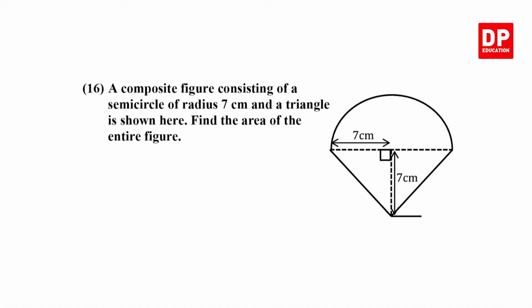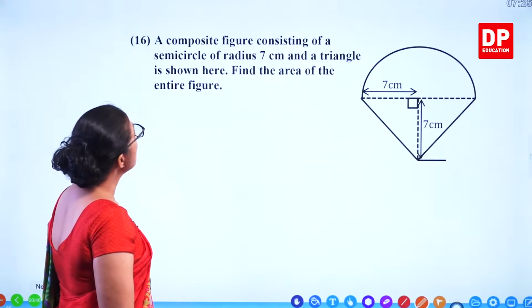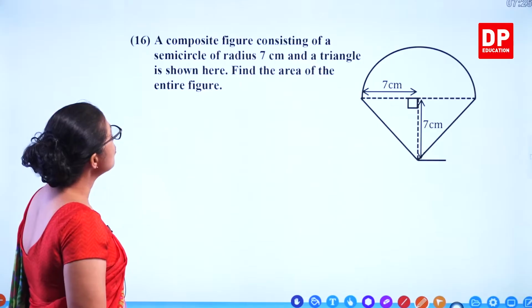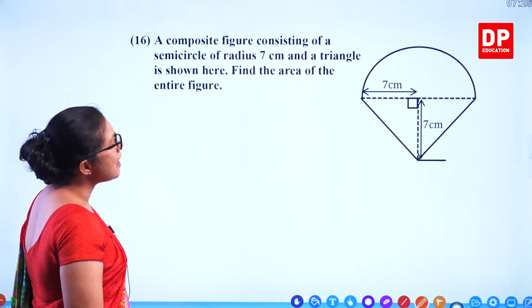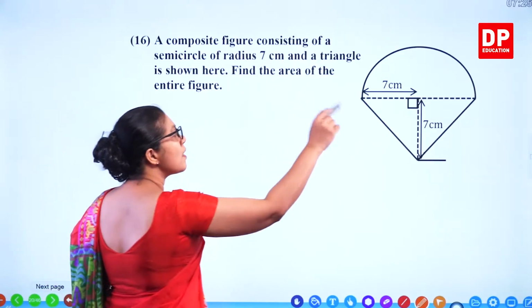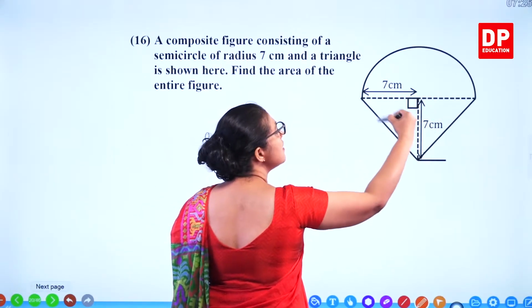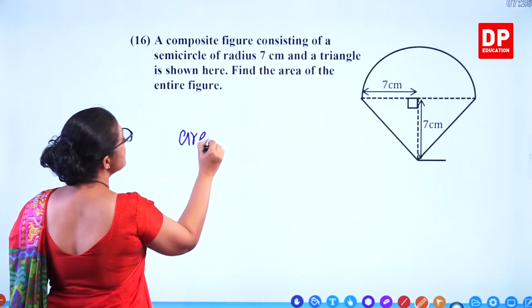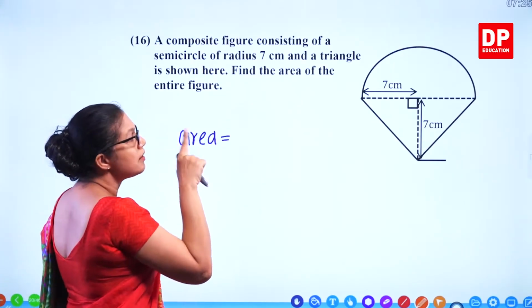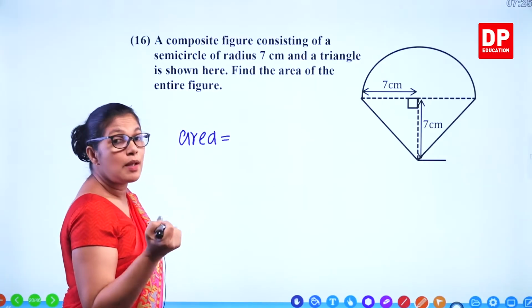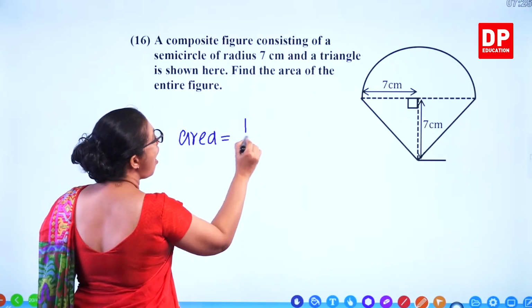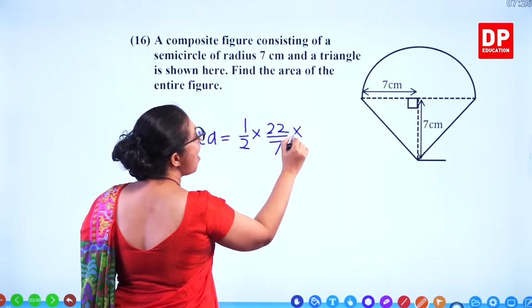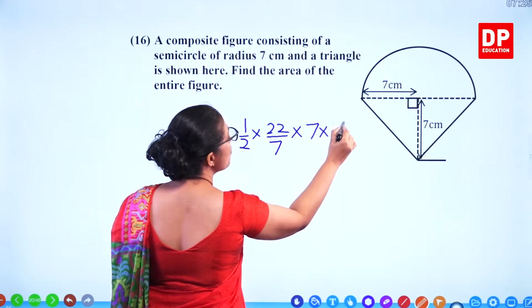Question number 16. A composite figure consisting of a semicircle of radius 7 and a triangle is shown here. Find the area of the entire figure. So the entire figure means the area of the semicircle and the area of the triangle. So first find the area of the semicircle. This is a semicircle, meaning half of a circle. So half pi r squared. So 22 over 7, r is 7, 7 squared.